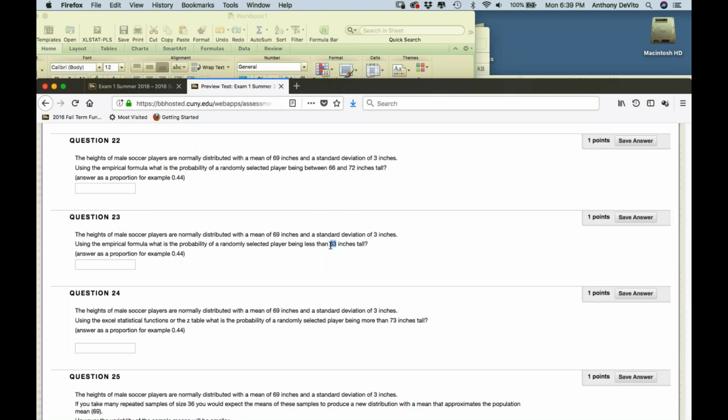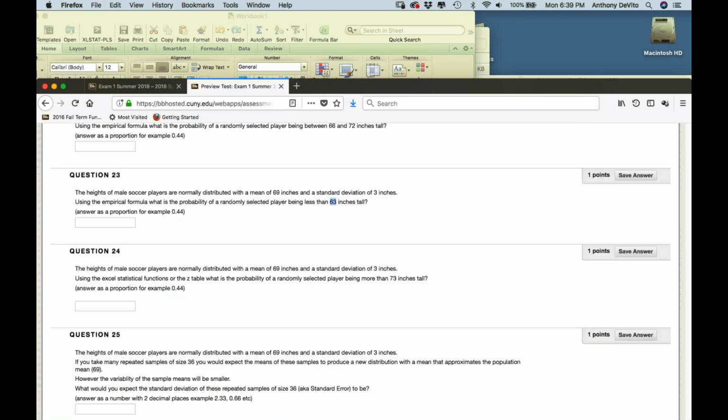So we know that 2 standard deviations below to 2 standard deviations above represents about 95%, which leaves a tail of 2.5% at each end. So what percentage is going to be smaller than that? Well, it's going to be 2.5%.